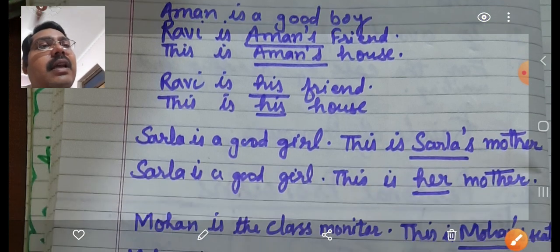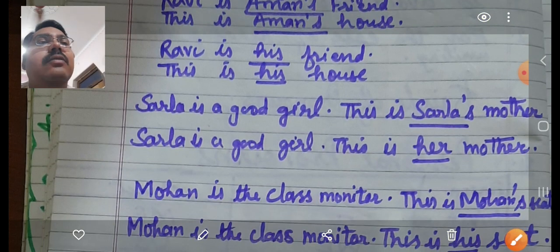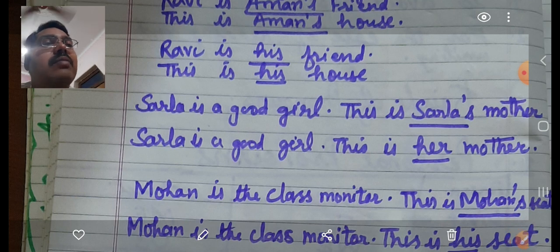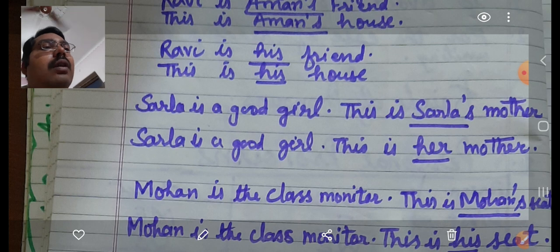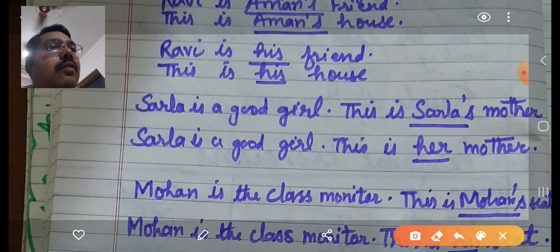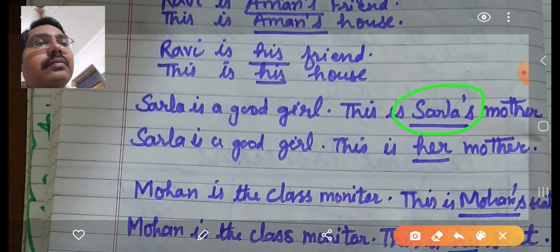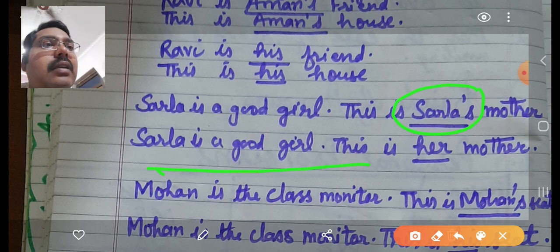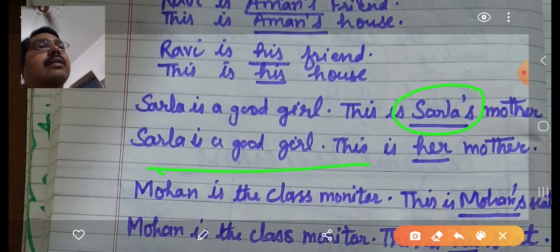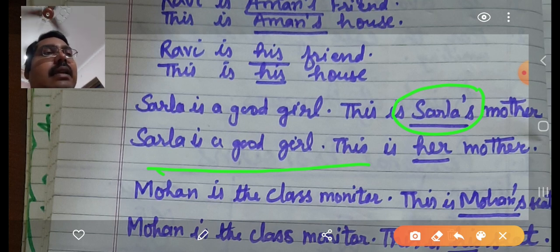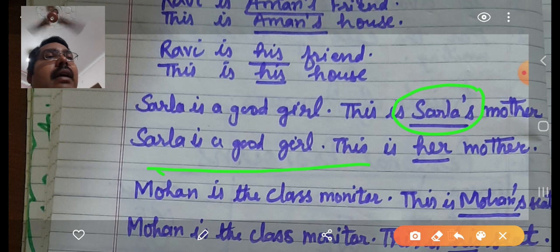In the next example, I gave the example Sarla is a good girl. This is Sarla's mother. As the possessive pronoun for Aman was his, for Sarla we will use her. So, Sarla is a good girl, and this is her mother. In this way it is clear to you, I think.